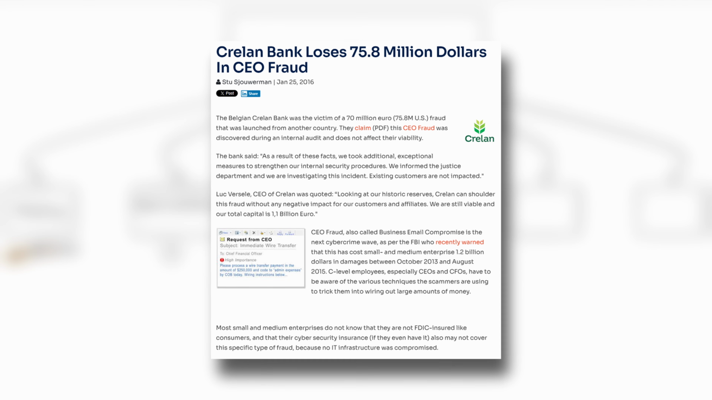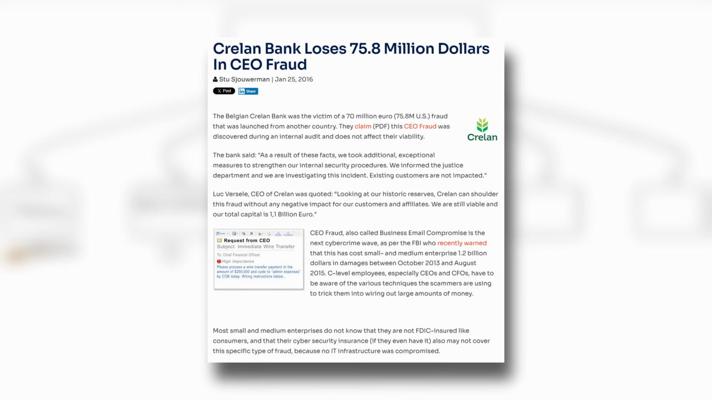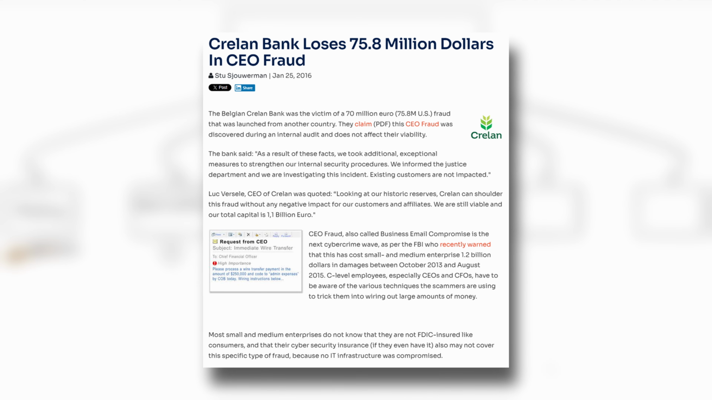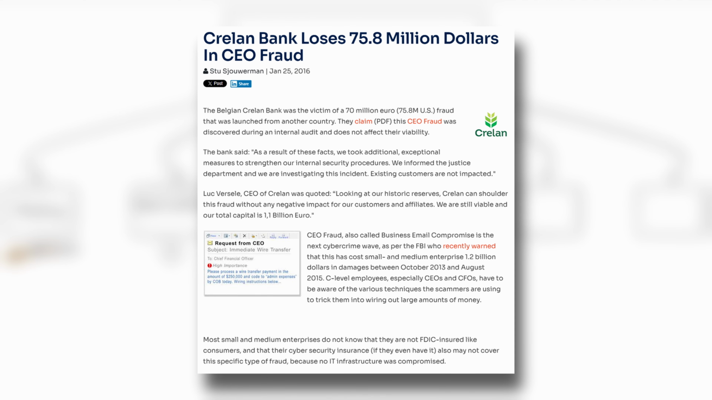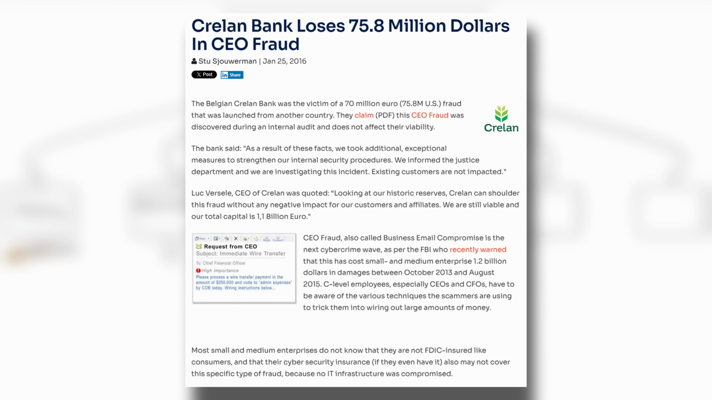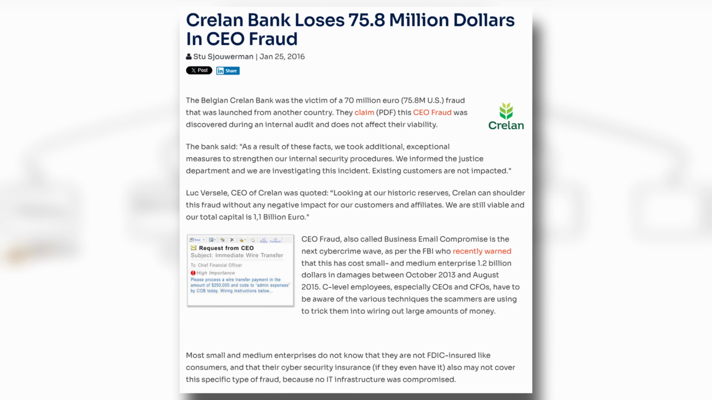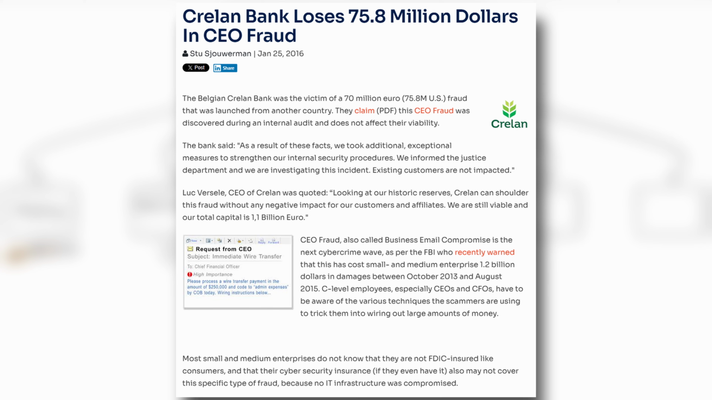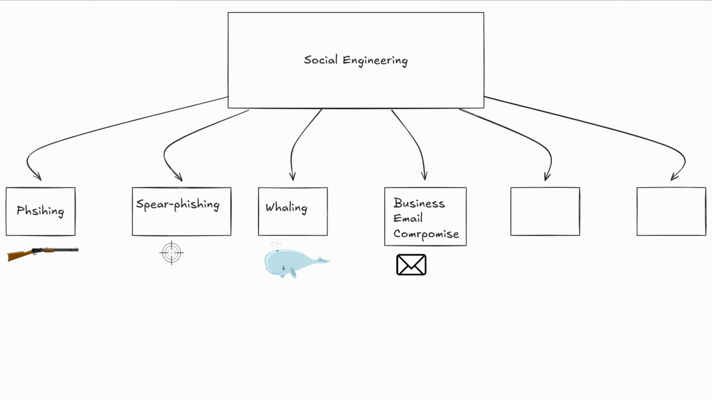In 2016, the Belgian bank Crelan discovered they were victims of a massive BEC scam. Hackers compromised high-level executive accounts and authorized fraudulent transfers from the inside, resulting in a staggering loss of over $75 million.